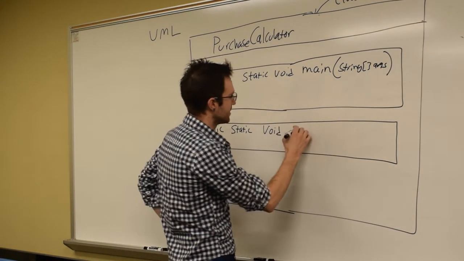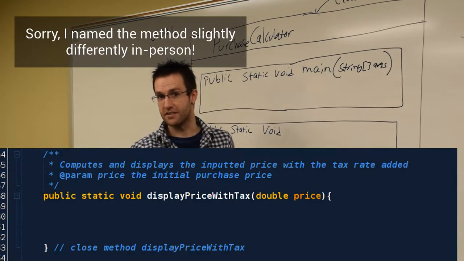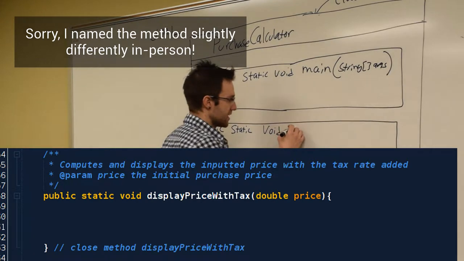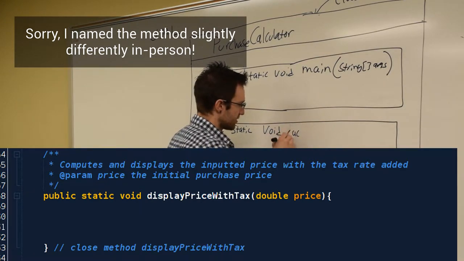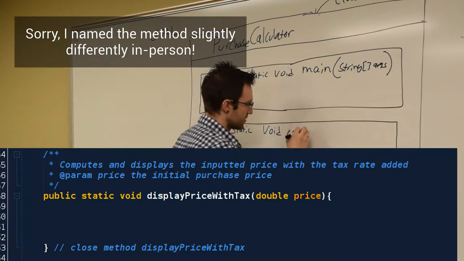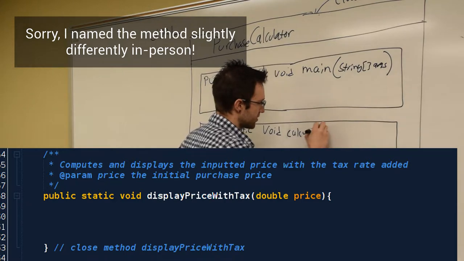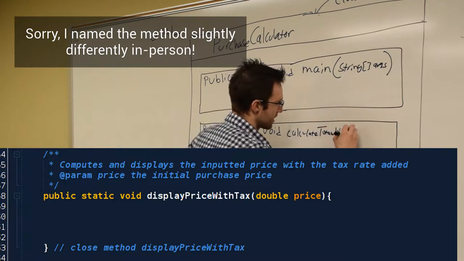Public static void, and then let's say calculateTotalWithTax. That's what it's going to do. So this is our name. Calculate. Oh, sorry, lowercase. calculateTotalWithTax.